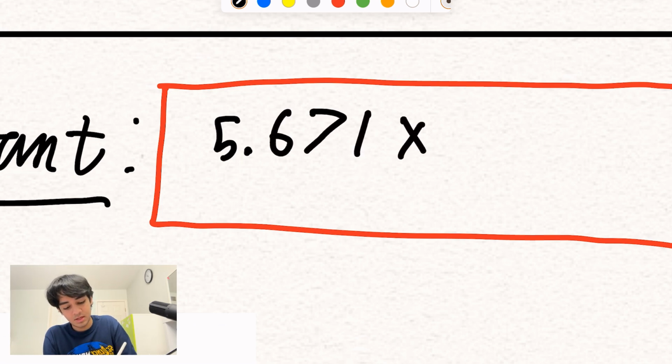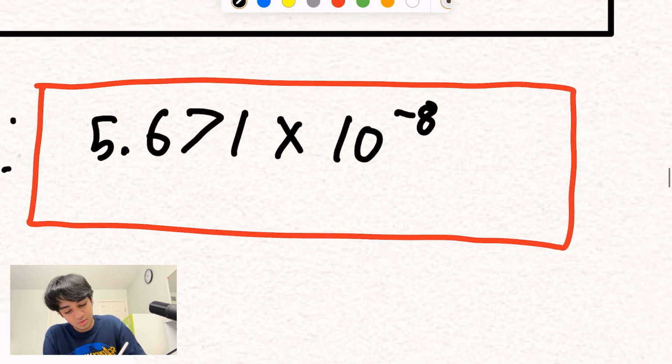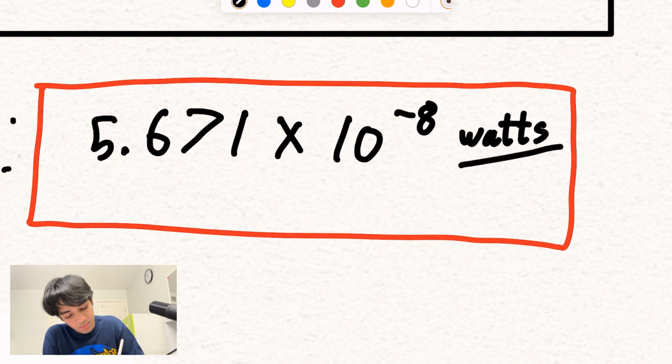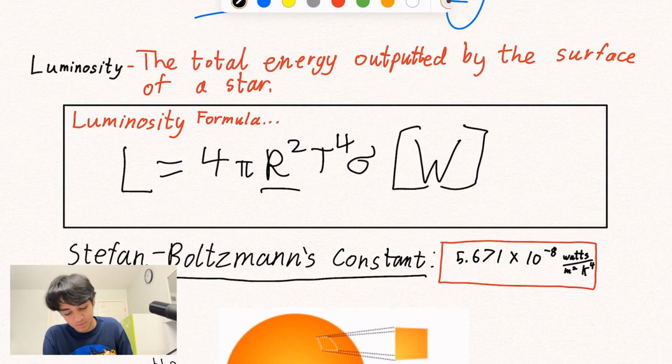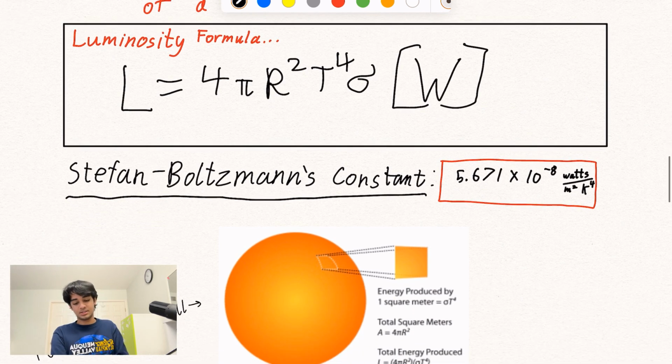is 5.671 times 10 to the power negative 8, and the units are watts per meter squared Kelvin to the power 4. That cancels out with the meter squared here and the Kelvin to the power 4 here, giving us just watts as our final value for luminosity.